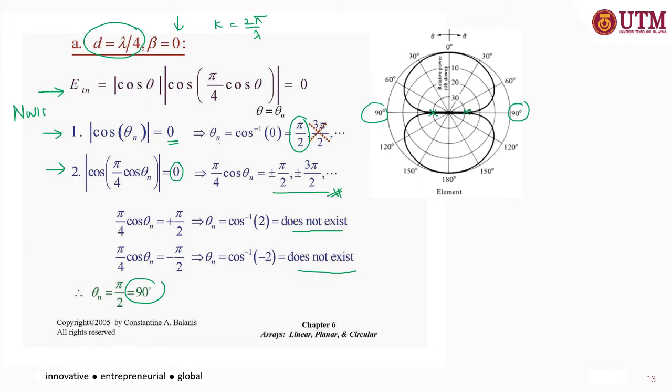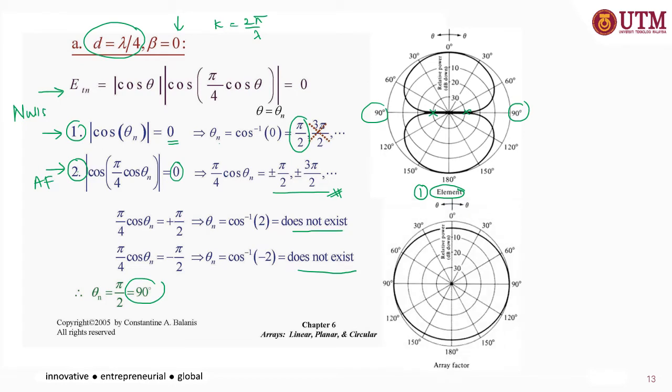So this is the first step, where you plot the element radiation pattern. From the second step, you plot the array factor, AF.